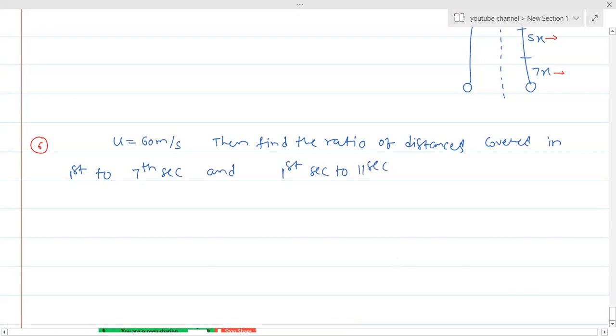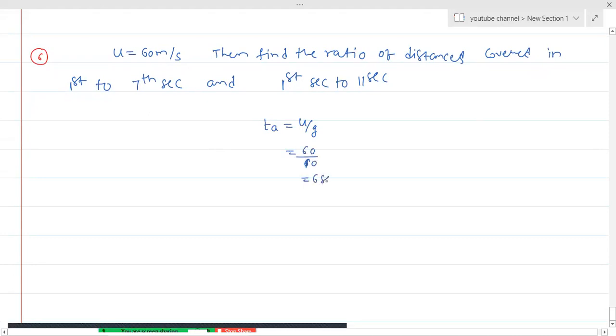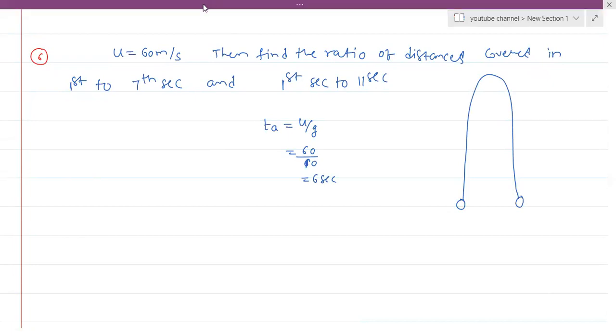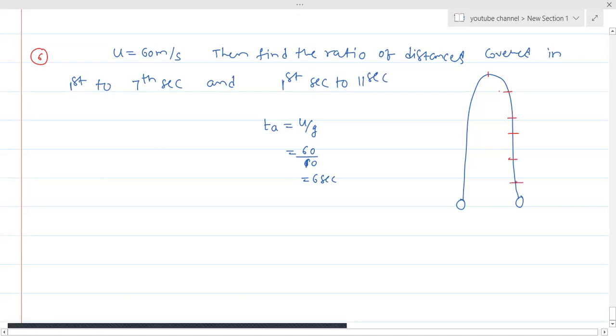సో ఇలాంటి క్వశ్చన్స్ మనకి ఇచ్చారు అనుకోండి, ఫస్ట్ ఏం చేయాలి అంటే, we need to find out the time of ascent. Time of ascent equivalent to u by g, that equal to 60 by g equivalent to 10, let us say, we will get 6 seconds. So first the body reaches the highest position by 6 seconds. For example, this, so reaches highest in 6 seconds. 1, 2, 3, 4, 5 and 6. So in this way we need to understand.